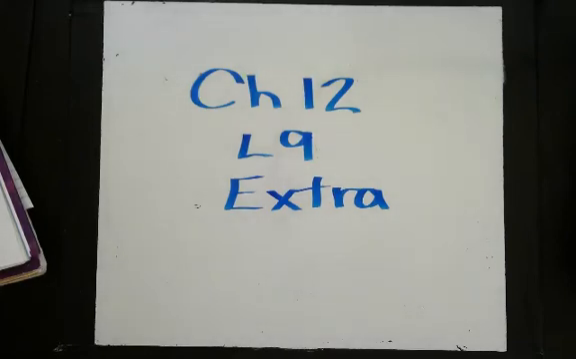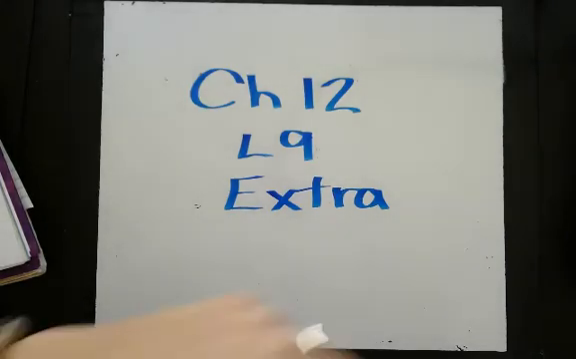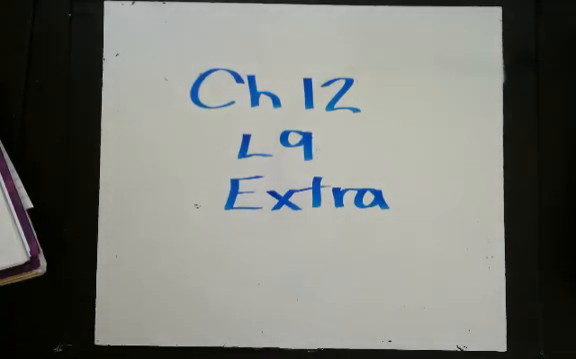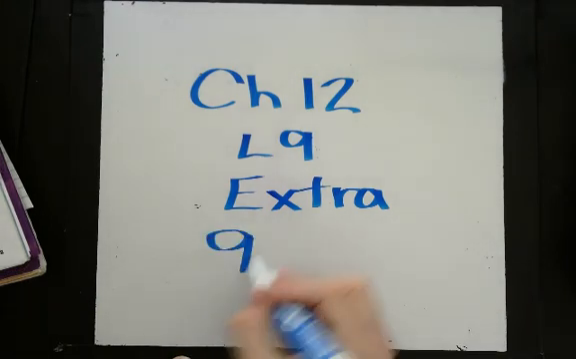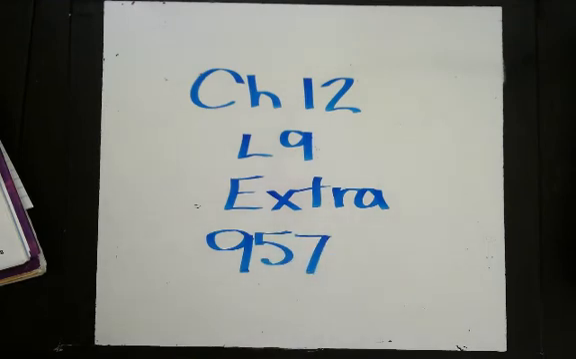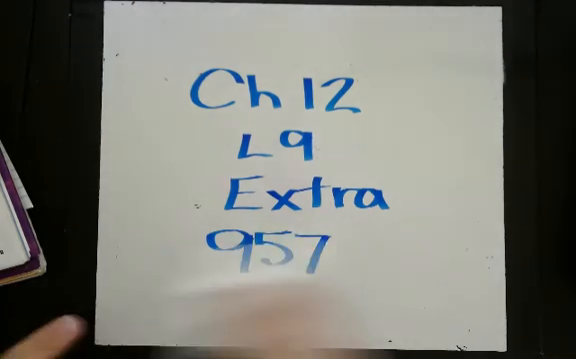Examples for Chapter 12, Lesson 9. I'm working from your independent practice page, which is page 957 in your book. So go ahead and pause and get to page 957 in your book.